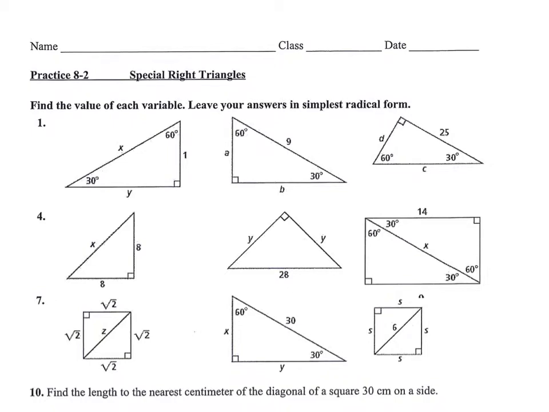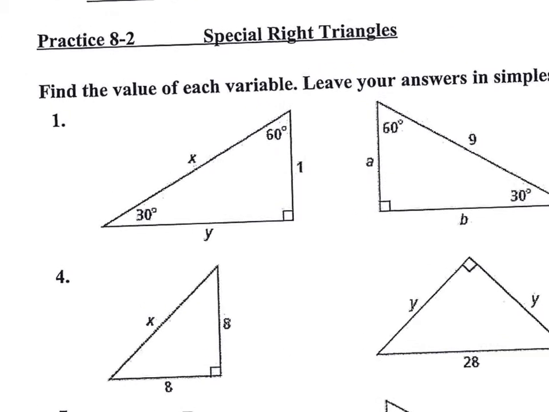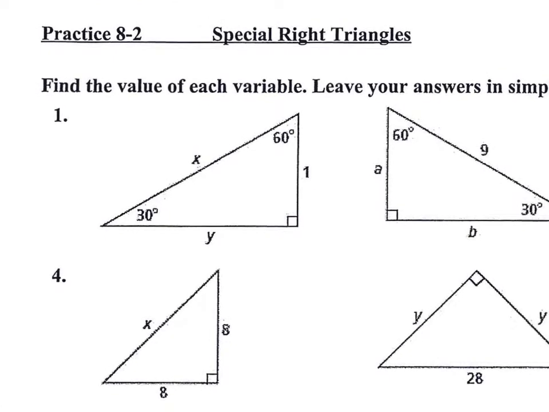Okay, I'm going to go through some of these problems, and then the key will be online. So first, you need to identify whether it's a 45, 45, 90 or a 30, 60, 90. So number one is a 30, 60, 90. So I'm going to draw a little 30, 60, 90 off to the side. This is the 30, this is the 60, and then write the ratios in. So it goes 1, the hypotenuse is 2, and this is root 3.